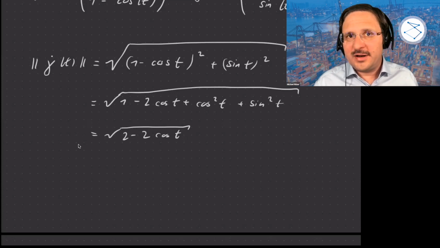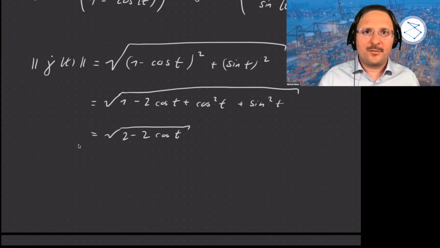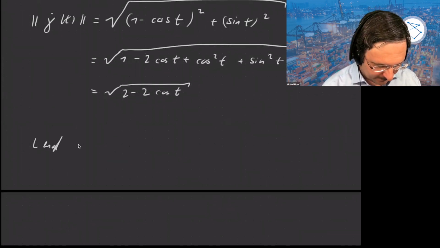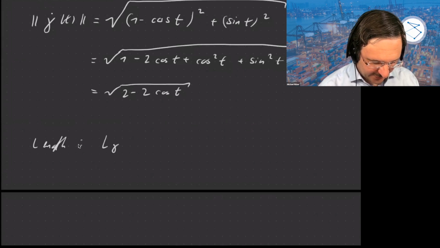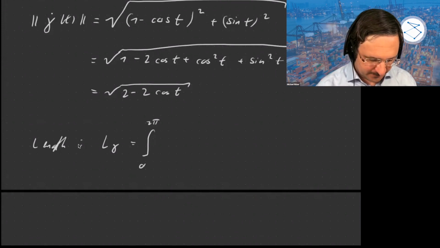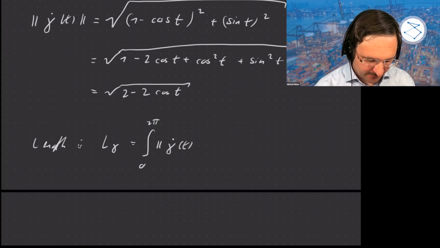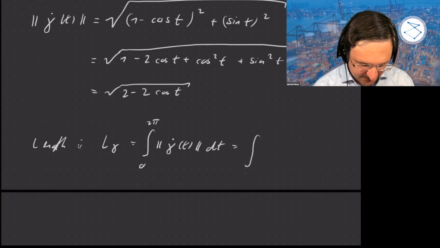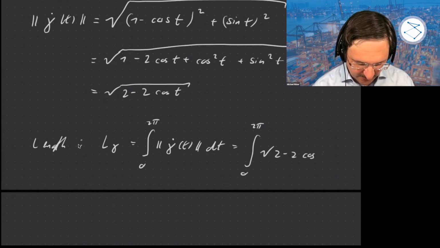And now we need to integrate along that to get the curve length. So our length, let's call it L gamma, is the integral from 0 to 2 pi of the speed, the norm of gamma dot of t, dt. So we have the integral from 0 to 2 pi of the square root of 2 minus 2 cosine of t dt.